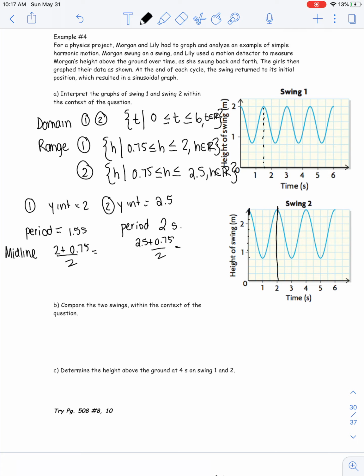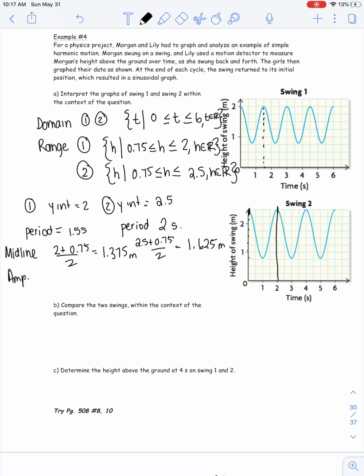So for the first one, when you're doing your median, you should get 1.375. So this is your average height above the ground. And then the other one was 1.625. So this one has a higher average of height above the ground in meters.